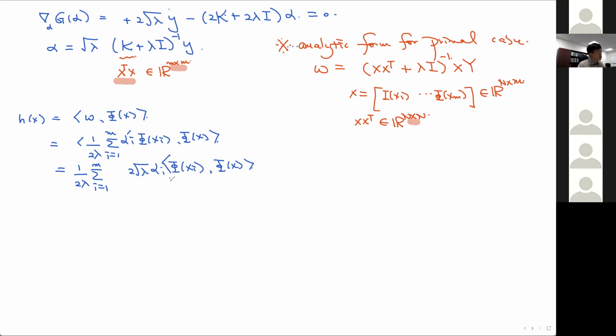But these inner products can now be written as kernels applied to xi and x. Then if we simplify a little bit, this becomes square roots, and then we get rid of 2. And this is the form that we ultimately obtain: summation i to m, alpha i, k of xi and x.